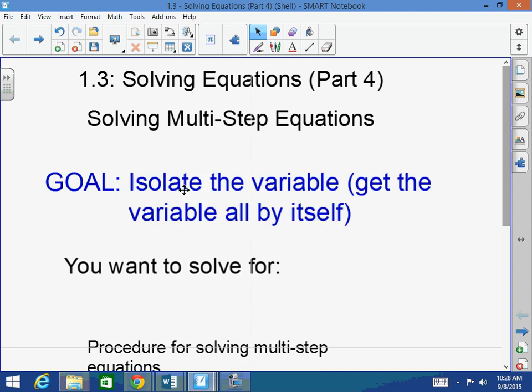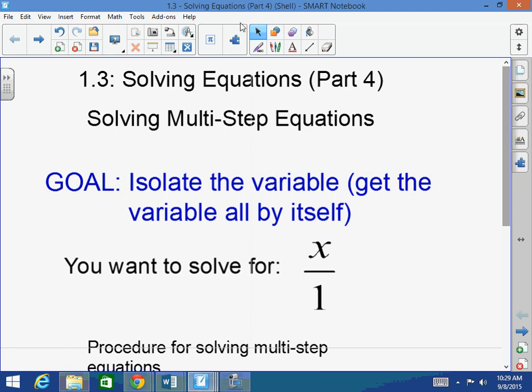And of course, guys, I know I'm repeating myself a lot, but I want to make sure that I drive this point home. The goal of any equation, I don't care how complicated it is, is to isolate the variable. Okay? And we're always solving for x.